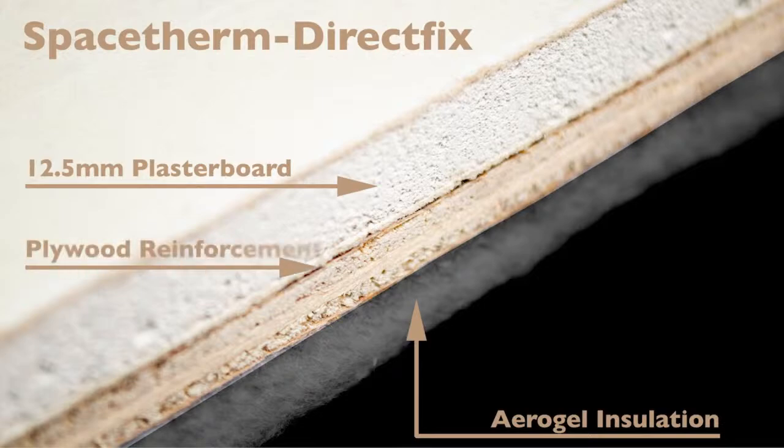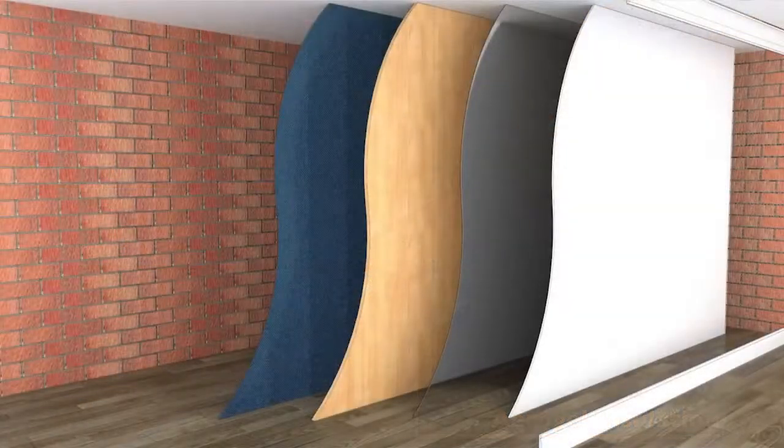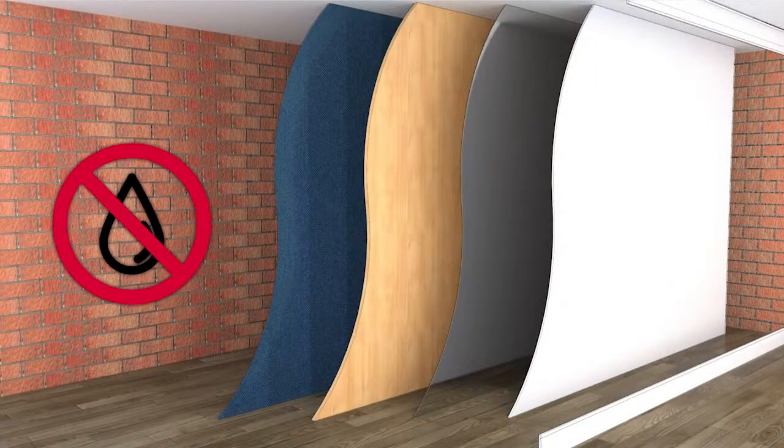This board incorporates an additional layer of plywood to facilitate the use of shot-fired fixings into masonry substrates. The hydrophobic nature of the Spacetherm Aerogel insulation blankets means no additional protection is required on damp walls, making Spacetherm Direct Fix a one-step solution to thermal upgrades on walls with moisture issues.